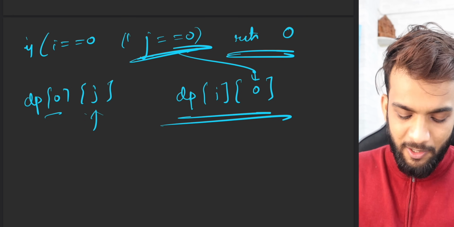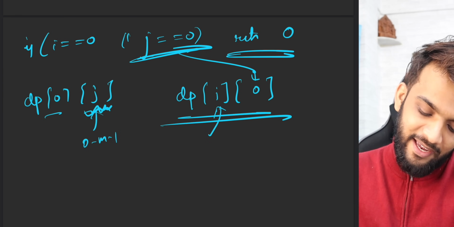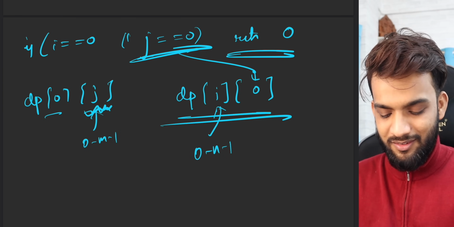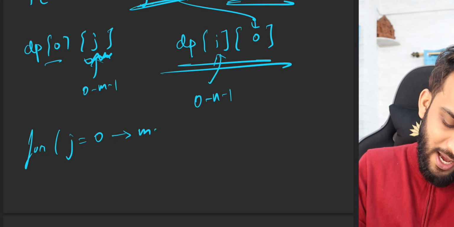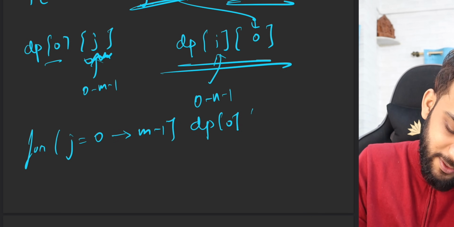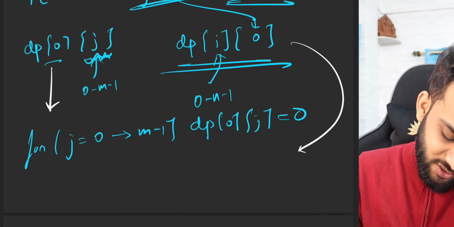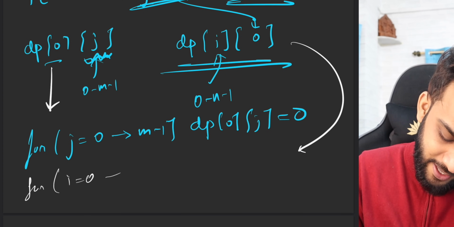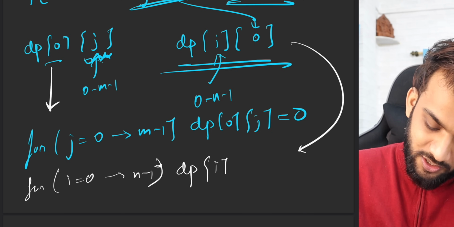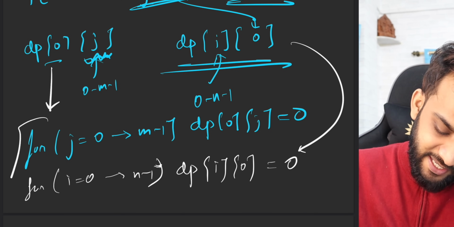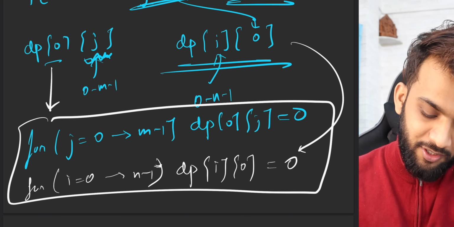And what can be the possible values of j? Anything from 0 to m minus 1. What can be the possible values of I? Anything from 0 to n minus 1. Loop it. The base cases are very simple. J can be anything from 0 to m minus 1, and dp of 0 and j will be 0. This is for this one. And for this one, I can be anything from 0 to n minus 1, and dp of I comma 0 is equal to 0. Base case written by shifting indexes by 1. Base case has been written.